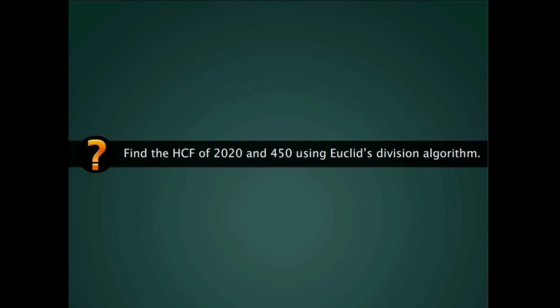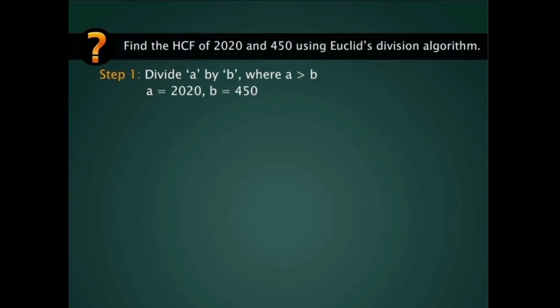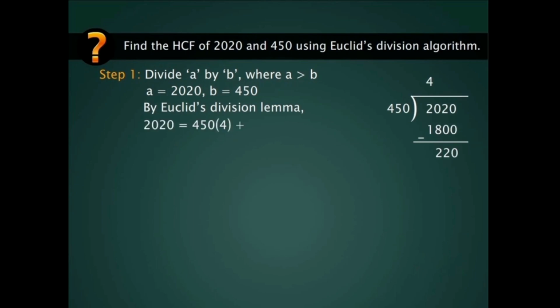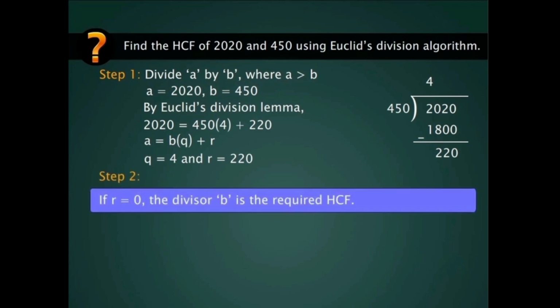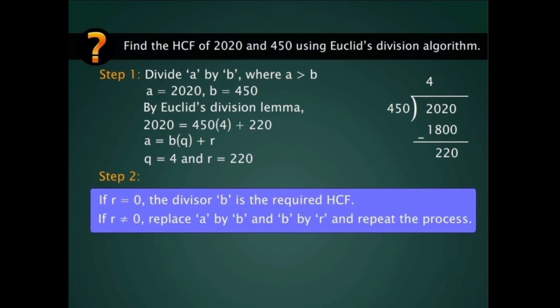Let's find the HCF of 2020 and 450. Consider the bigger value as A and the smaller value as B. Divide the value of A by B. By Euclid's division lemma, there exist q and r such that A is equal to B times q plus r. If the remainder is 0, the divisor B is the required HCF. If the remainder is not equal to 0, replace the value of A by B and the value of B by r and repeat the process.